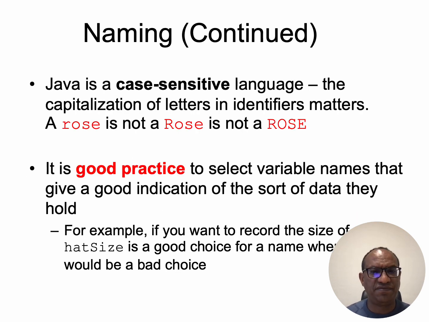Java is case sensitive, so rows in all lowercase, Rows with the first letter in uppercase, and ROWS all in uppercase are treated as different variables. To write clear, meaningful variable names, use descriptive terms. For example, use hatSize instead of QQQ for readability.